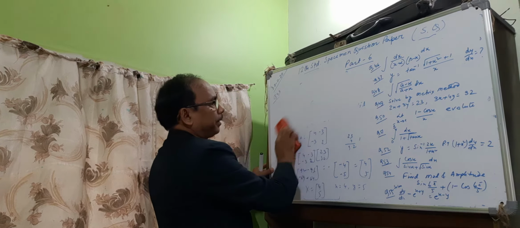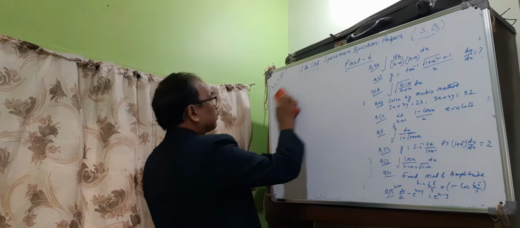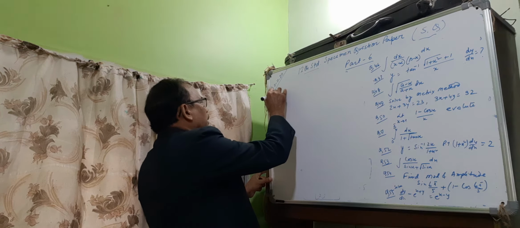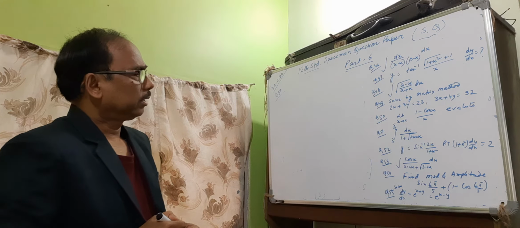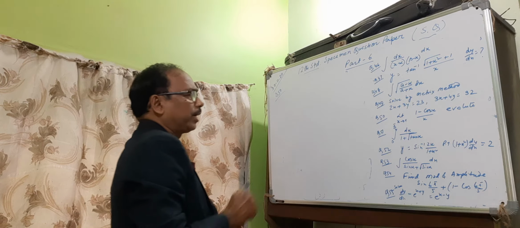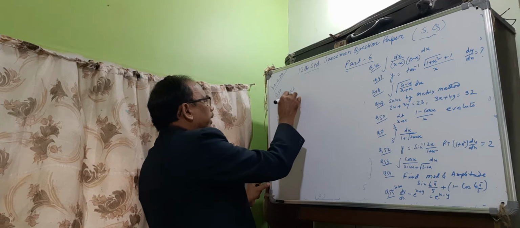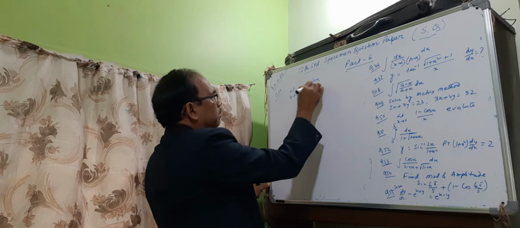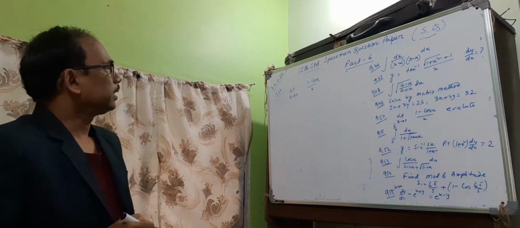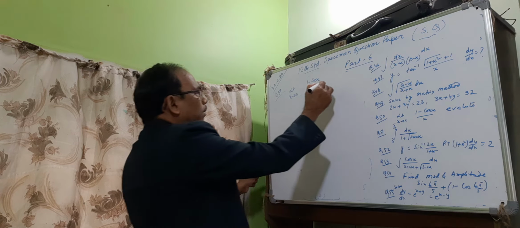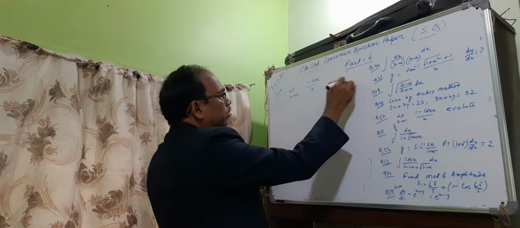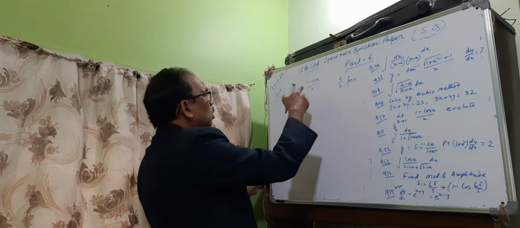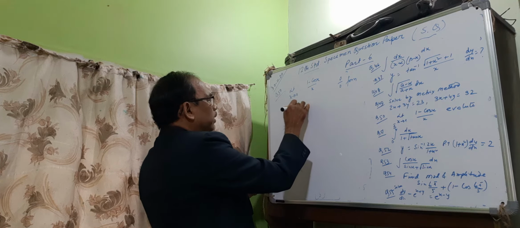Next, sum number 50. Evaluate, question number 50. It is the value of this expression: limit x tends to 0 of (1 minus cos x) by x. This is by L'Hospital's rule. You have to find the value; this is coming in 0 by 0 form, because x value is 0, cos 0 is 1, 1 minus 1 is 0, so 0 by 0. So we use L'Hospital's rule.